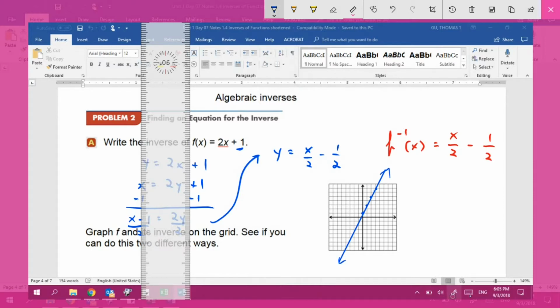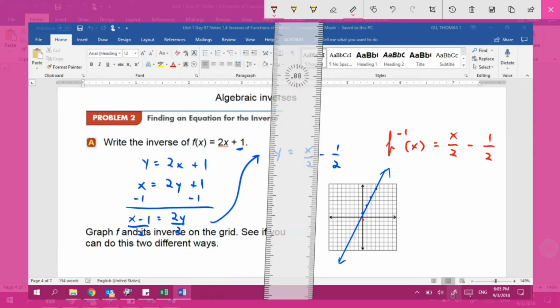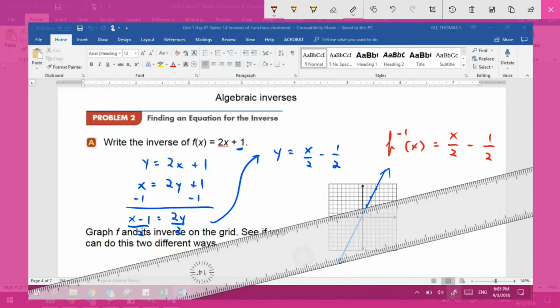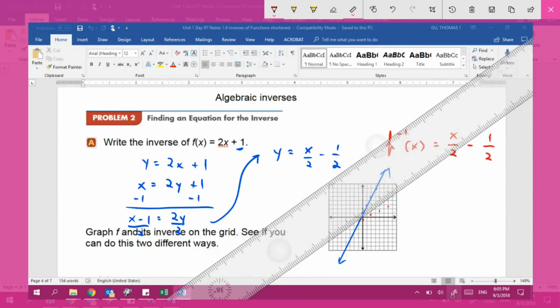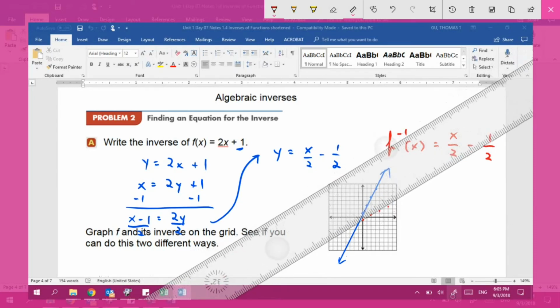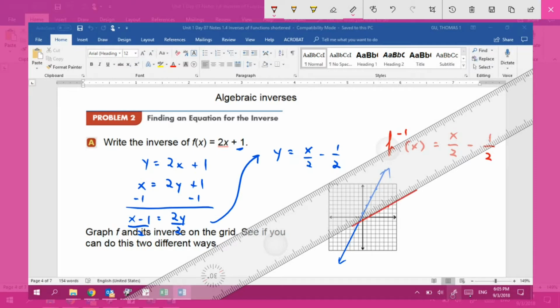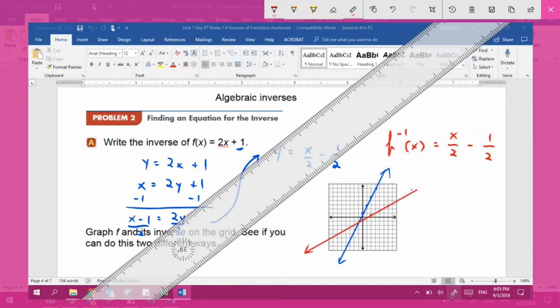And then our inverse function, let's see what that looks like. The y-intercept is negative 1/2, so negative 1/2 is about right here. And my slope is 1 over 2, so it's going to be up 1 over 2, up 1 over 2, up 1 over 2, right here, like this. And let's combine those points to make my inverse function line. And you can see that there's a mirror image here somewhere, all right?